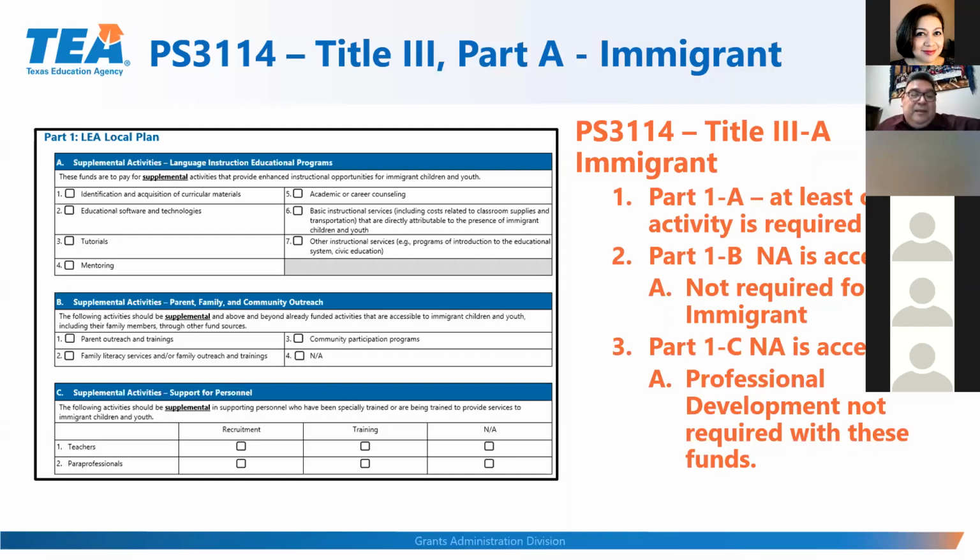And for Part C, your support for personnel, you have teachers and paraprofessionals. You can select recruitment, training, or NA for either or both. It's up to you on how you select this. So this schedule, if you have it and you have to complete it, it's a fairly easy schedule. There's not much in here. Again, if your needs change on any of these program schedules, you can come back in and amend it after it's been awarded.